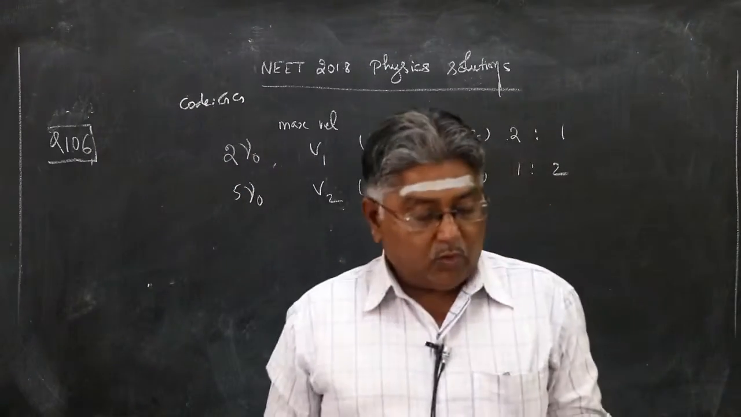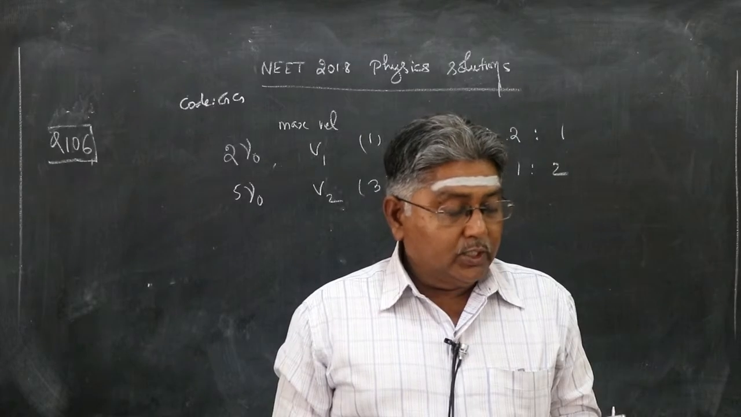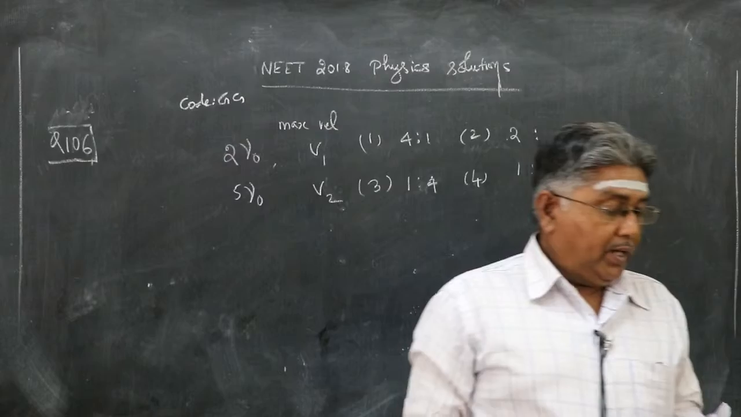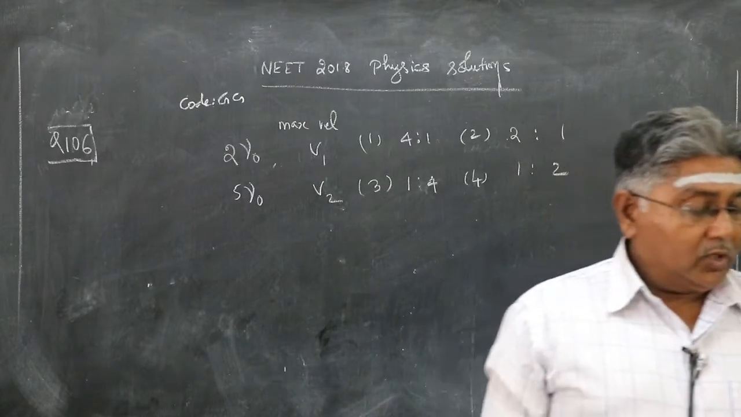Next question, question number 106. When light of frequency 2 nu naught, where nu naught is the threshold frequency, is incident on a metal plate, the maximum velocity of electrons emitted is V1.